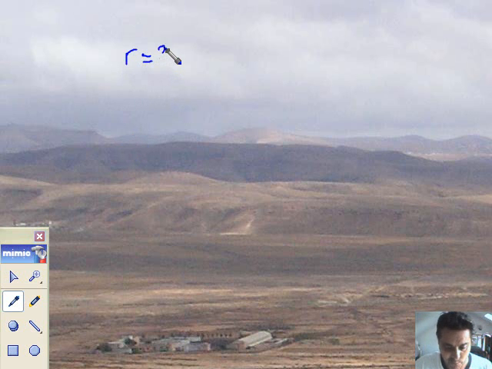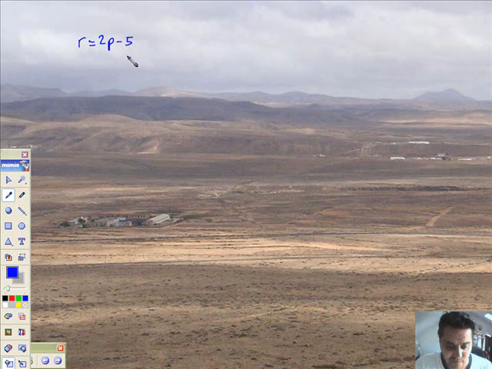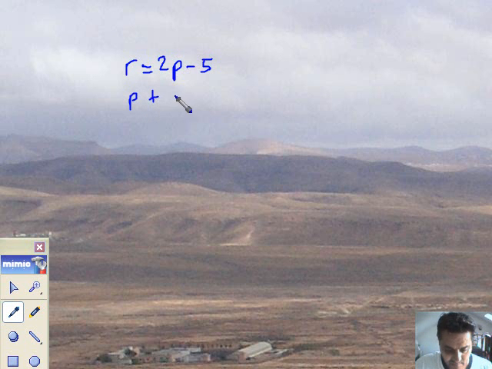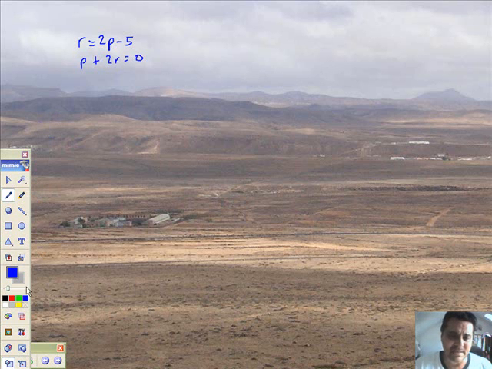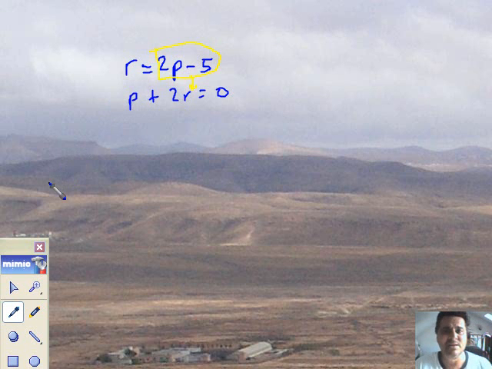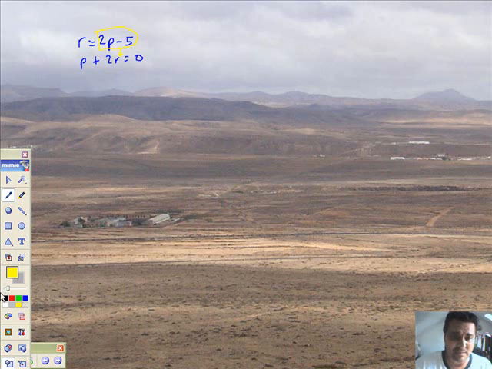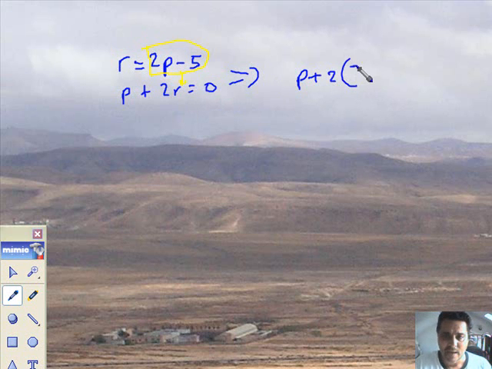I'm given r equals 2p minus 5, and I'm given p plus 2r comes to nothing. But if I want to substitute, I reckon the easiest thing I can do is to take this term here, the 2p minus 5, and stick it right there where the r is, because r equals 2p minus 5. So if I do a substitution along those lines, I'm going to get p plus 2 lots of whatever r is, and that's of course 2p minus 5, and this equals 0 because I've substituted into the second equation here.